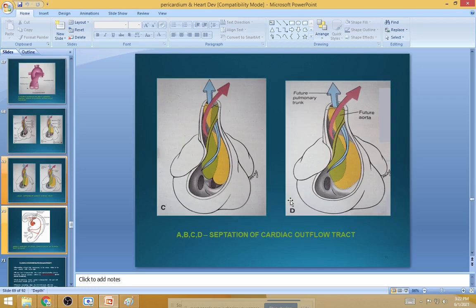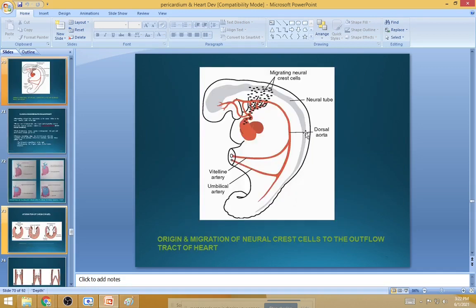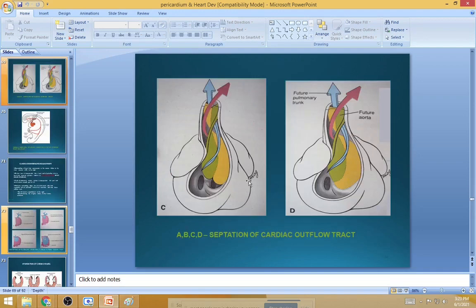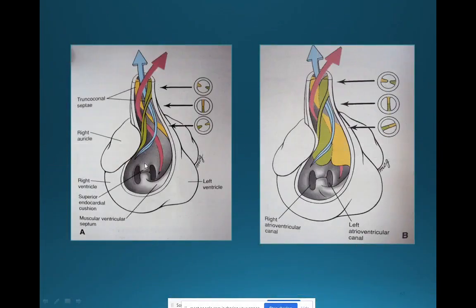Now, one more important thing: the neural crest cells are an integral part of the endocardial cushion and the conotruncal septum. This part, the neural crest cells are an important part of these endocardial cushions and this conotruncal septum.